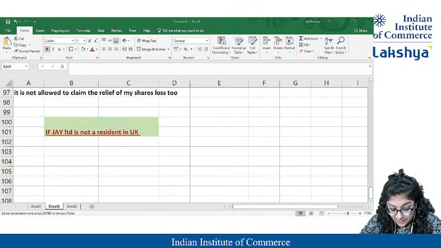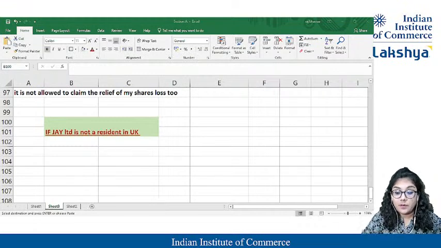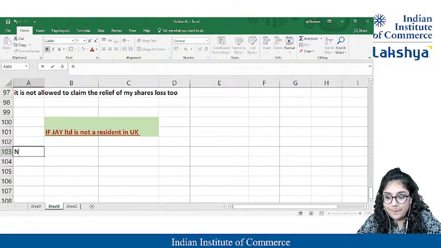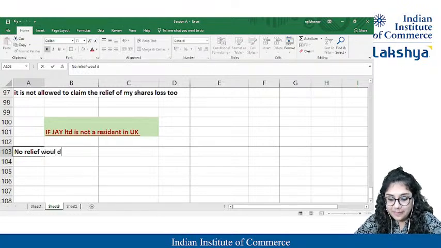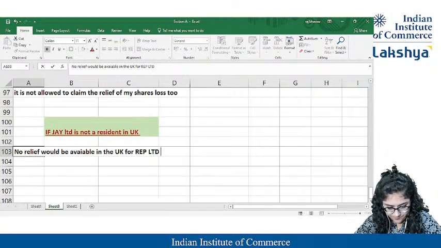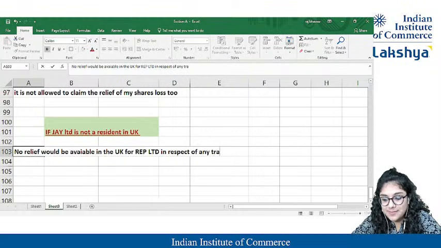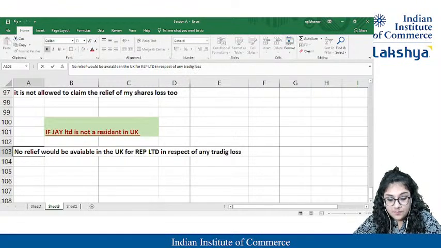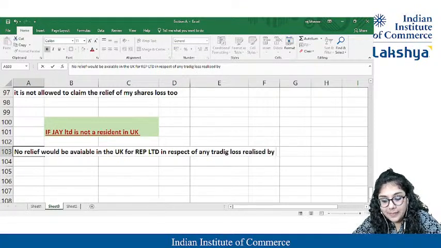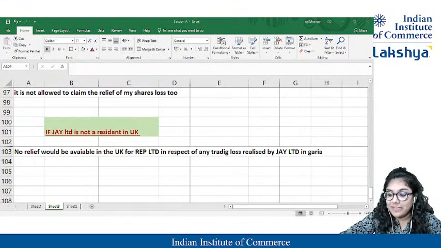But yes, students, the 20 and 30%, please take care of writing the answers. Over here: no relief will be available in the UK for REP Limited in respect of any trading losses realized by Jai Limited in Geria. I hope everyone is cool with this.